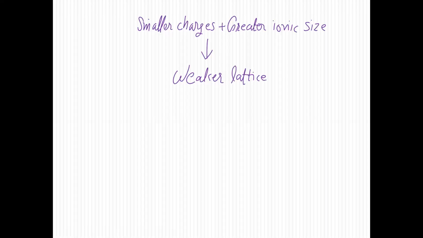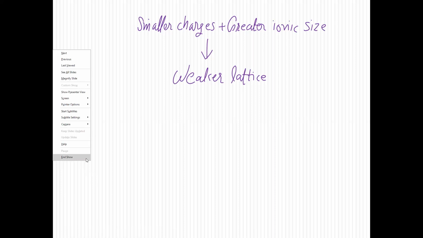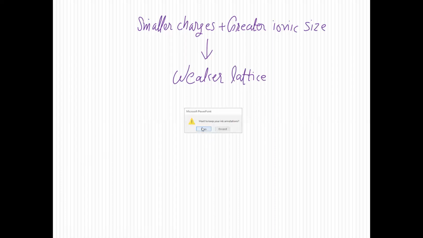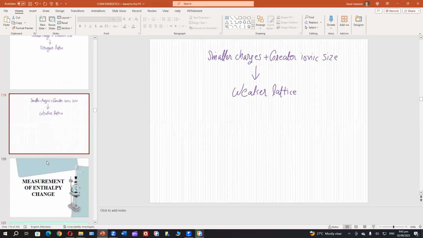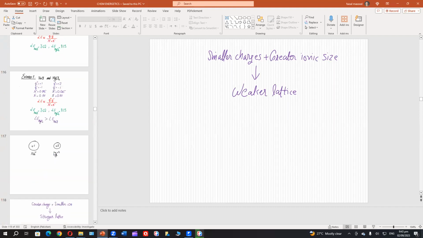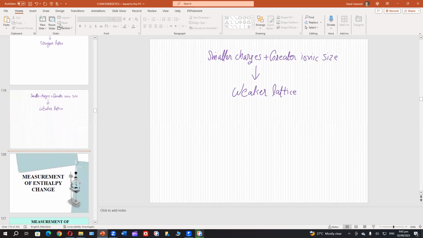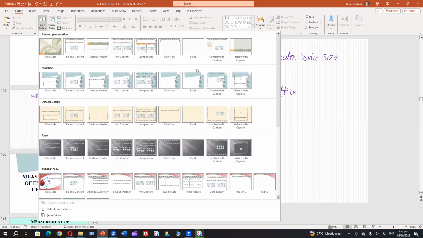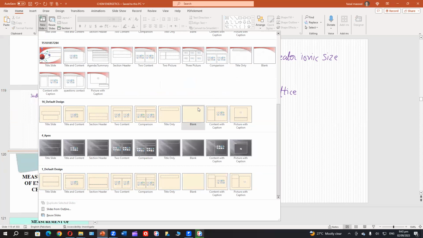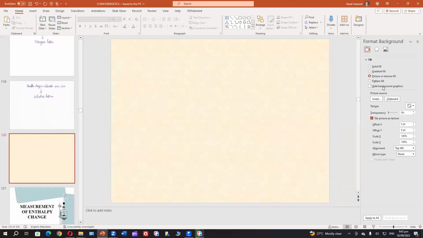Now copy this. This is the second sheet. So the famous example is sodium chloride and magnesium chloride, and magnesium oxide also. Magnesium oxide lattice enthalpy is much greater than sodium chloride.